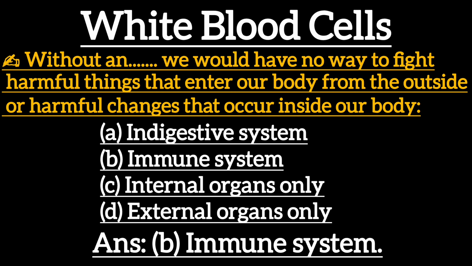Next one: without an which one we would have no way to fight harmful things that enter our body from the outside, or harmful changes that occur inside our body. Option A, digestive system. Option B, immune system. Option C, internal organs only. Option D, external organs only. Correct answer is option B, immune system.